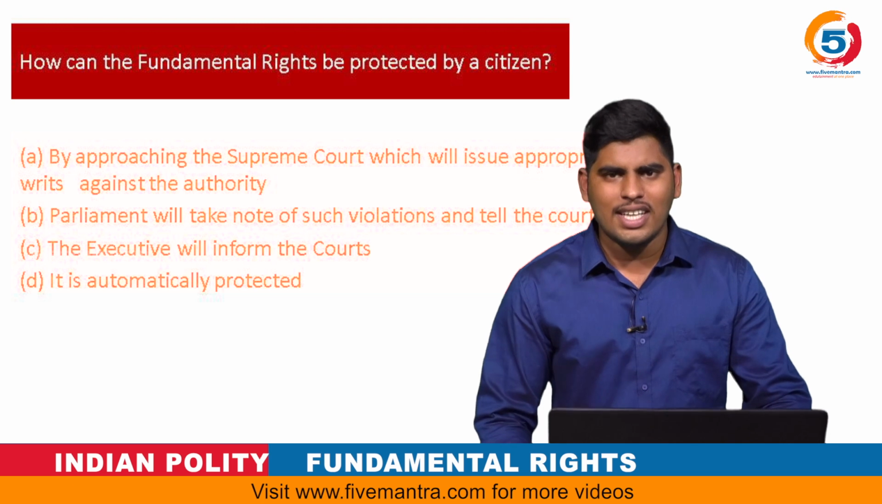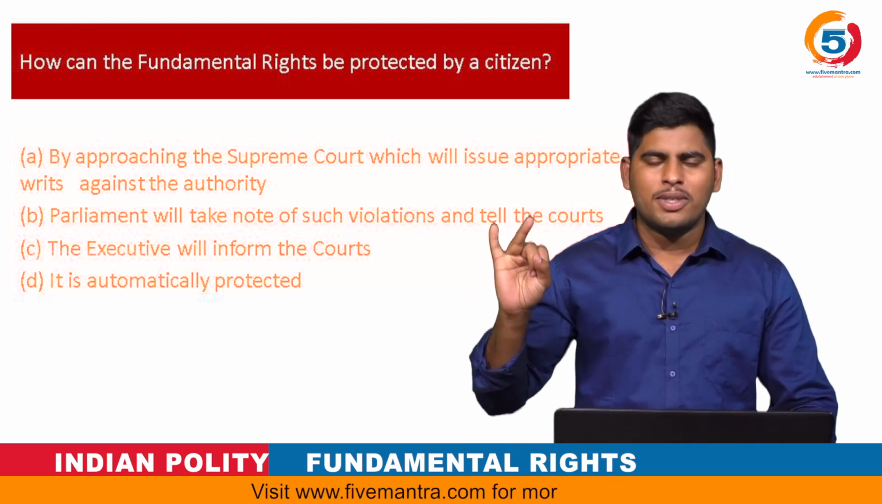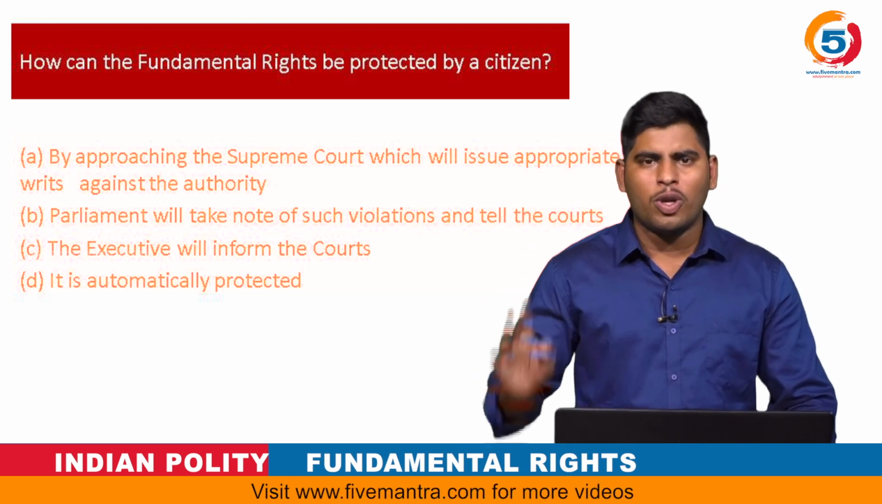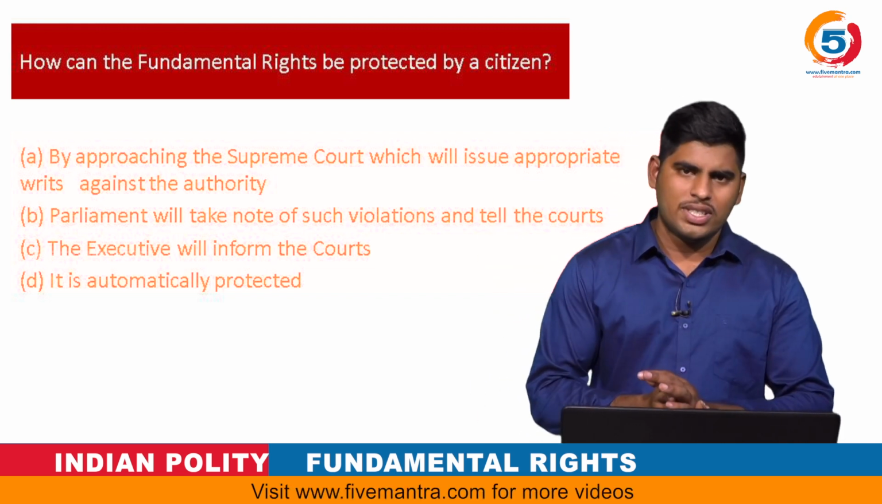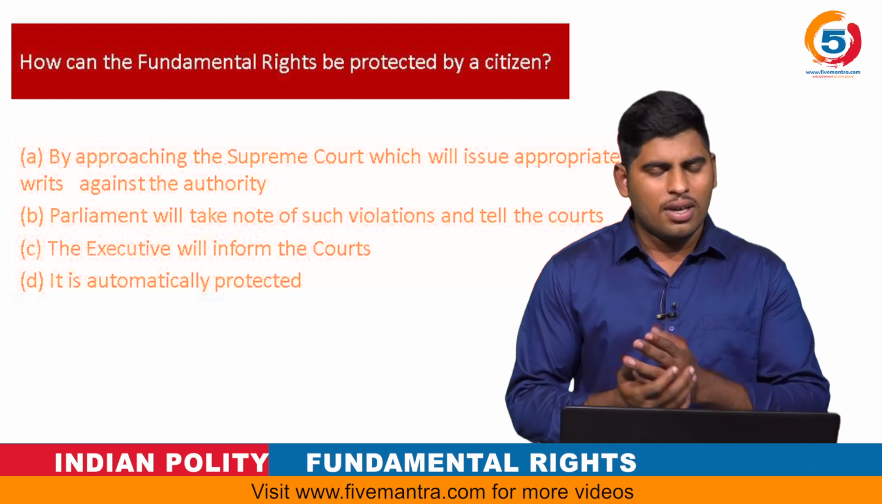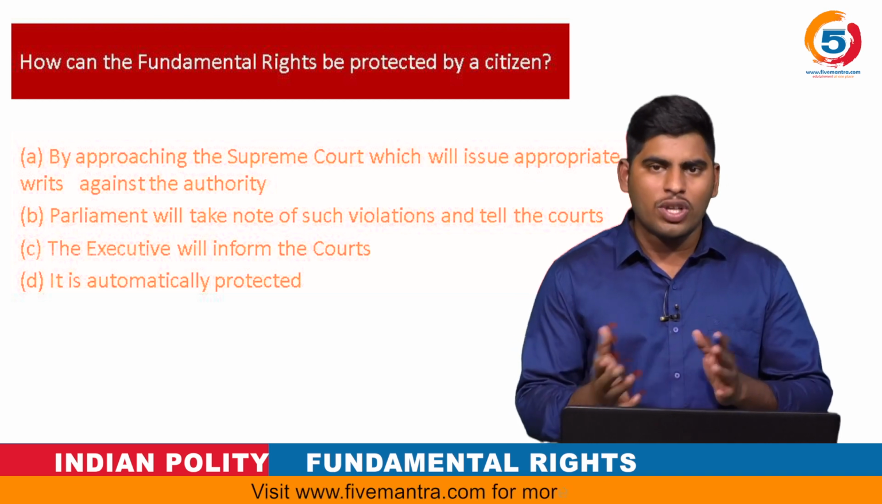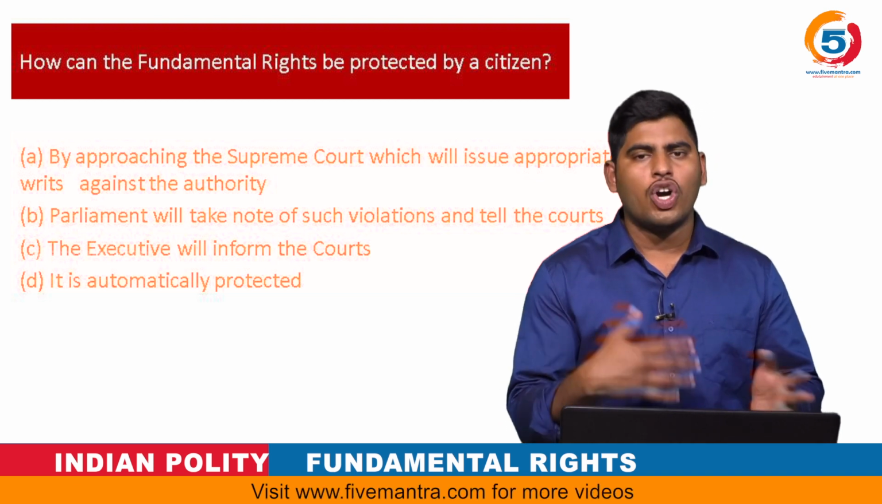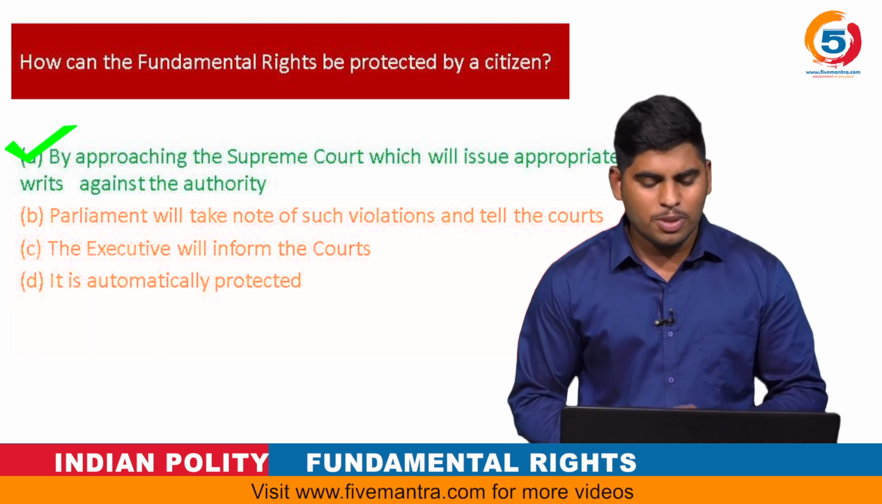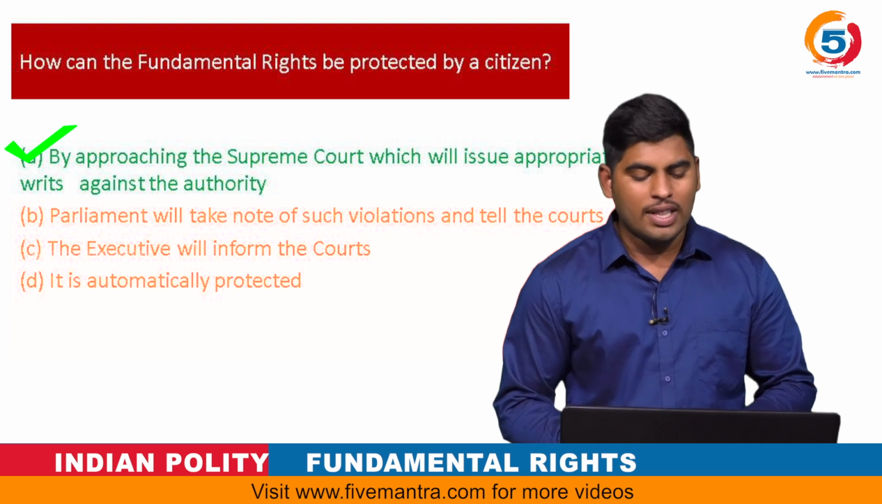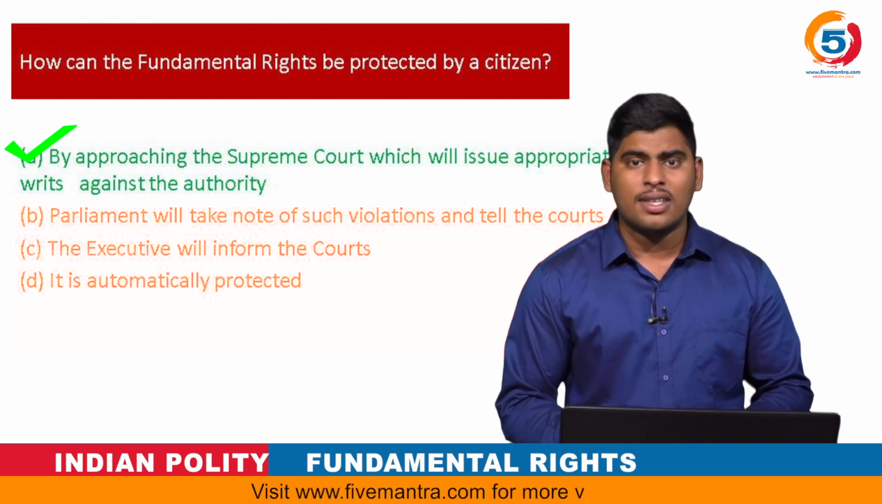We have 5 writs, guys: habeas corpus, mandamus, quo warranto, prohibition and certiorari. So these are the 5 writs through which the higher judiciary, either the Supreme Court or the High Court, will restore our fundamental rights which got violated by the authority. Okay, so the first option, that is by approaching the Supreme Court, which will issue the appropriate writs against the authority, is the correct answer.